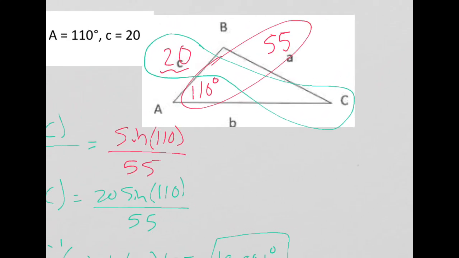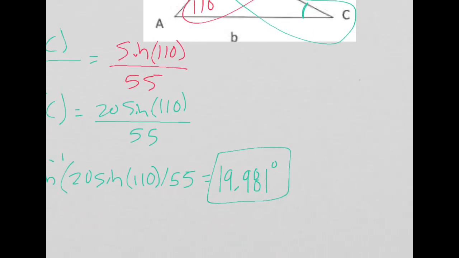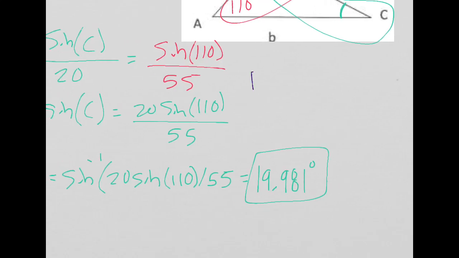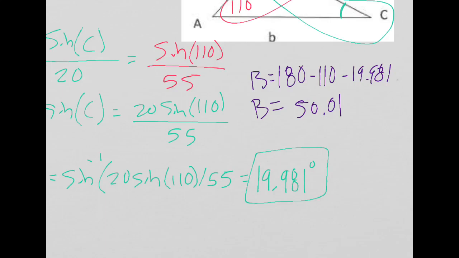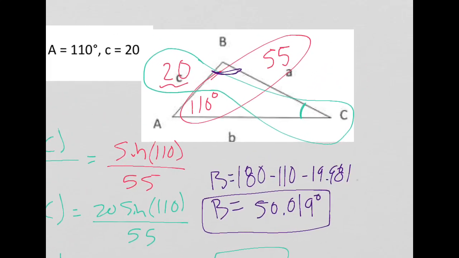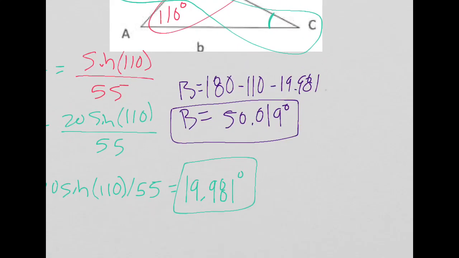So we found angle C right there, which means we can find angle B, which will allow us to find side B. So angle B is going to equal 180 minus that 110 minus that 19.981, which will give us B equals 50.019 degrees, which we can now use to set up a proportion to find our third side, B.